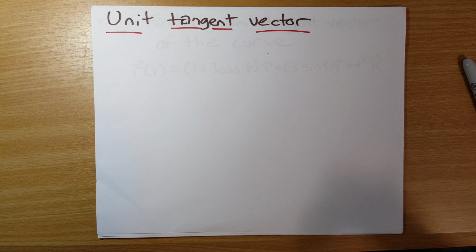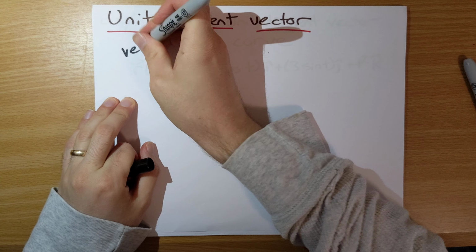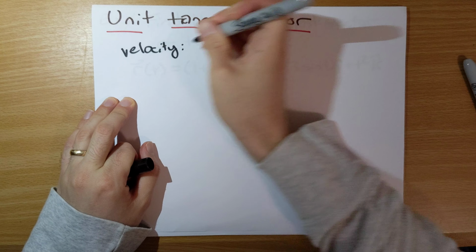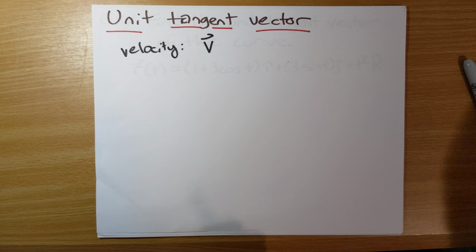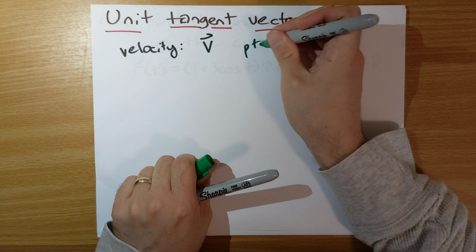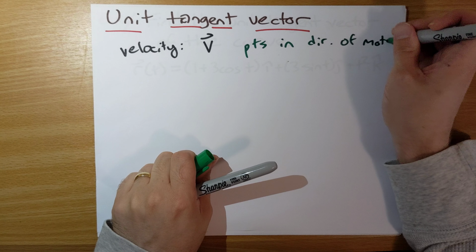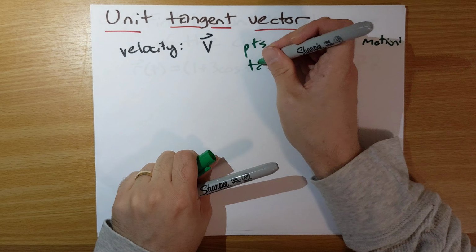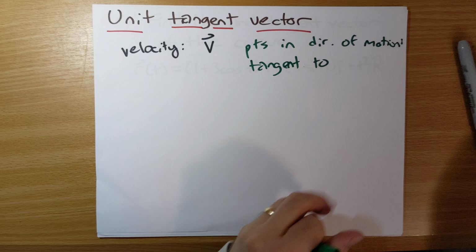The unit tangent vector. From previous discussions, we have talked about the velocity vector, which is v here. We know that the velocity vector points in the direction of motion. It is tangent to the curve r of t.